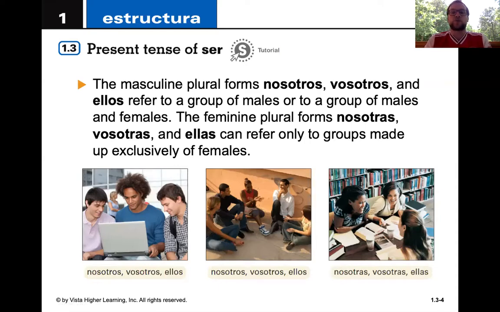Okay, so the masculine plural forms of nosotros, vosotros, and ellos refer to a group of males or to a group of males and females, like I was saying. And the feminine plural form, nosotras, vosotras, and ellas, can only refer to groups made up of exclusively females. Okay? Muy bien, no se olviden.